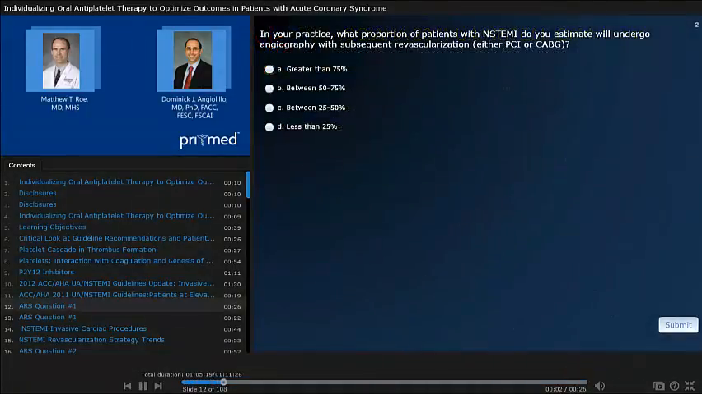Okay, so let's go to the first question. In your practice, what proportion of patients with non-STEMI do you estimate will undergo angiography with subsequent revascularization, meaning either PCI or CABG after undergoing angiography? 1 is greater than 75%, 2 is 50 to 75%, 3 is 25 to 50%, and 4 is less than 25%.